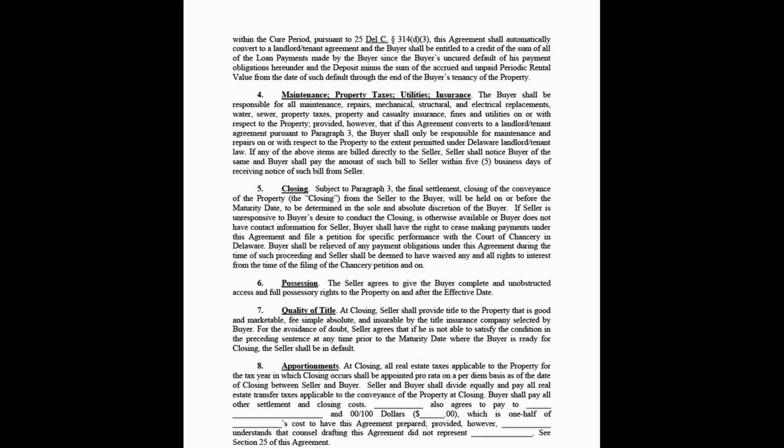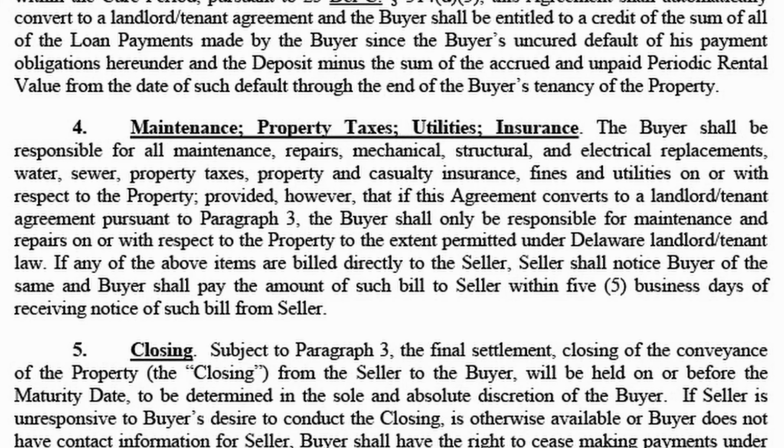All right, Section 4, maintenance, property taxes, utilities, insurance. So we have in the agreement that as long as it's still a conditional sale, right? As long as it has not converted to a landlord-tenant matter, the buyer is responsible essentially for pretty much everything. Now that's negotiable, right? It doesn't have to be that way.